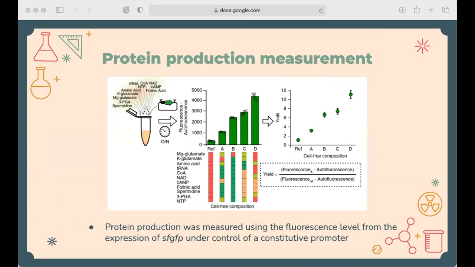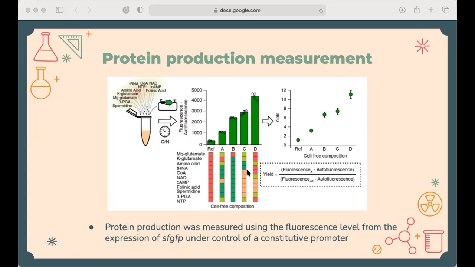And after they designed the compositions, they're ready to take the protein production measurement. For each composition design, the researchers put 11 chemicals with the specified concentrations into a test tube, together with a well-designed plasmid. The plasmid carries a promoter and a GFP gene. Therefore, protein production can be measured using the fluorescence level from the expression of the GFP gene.